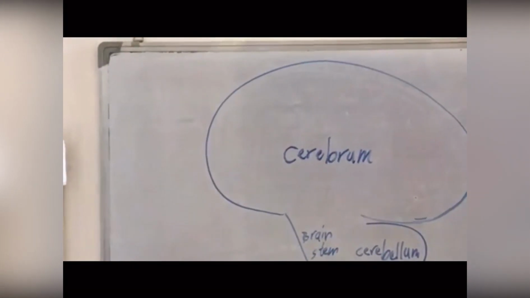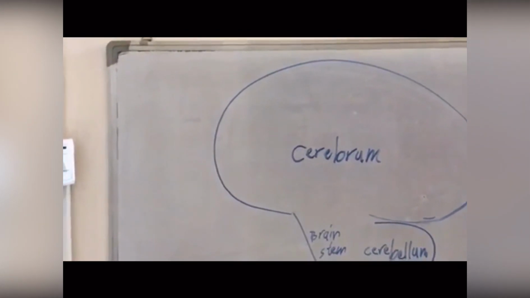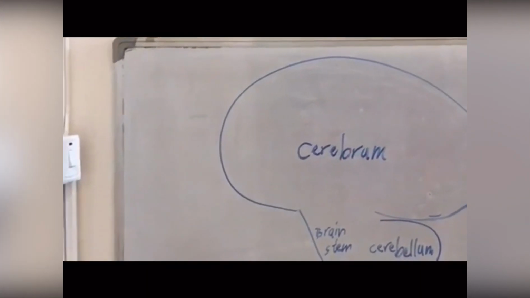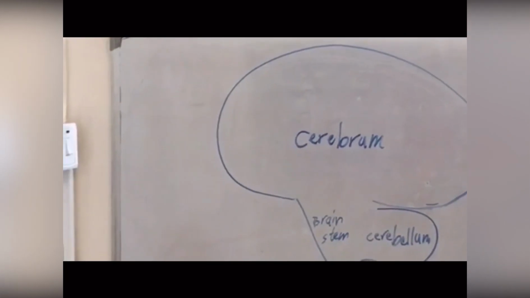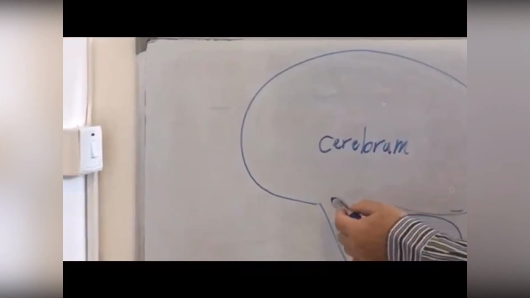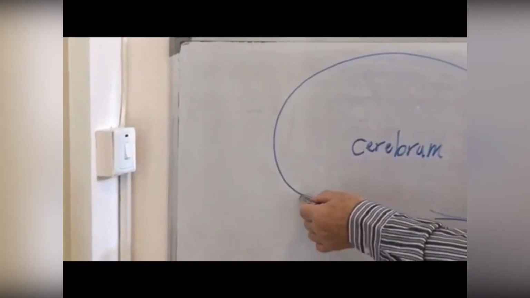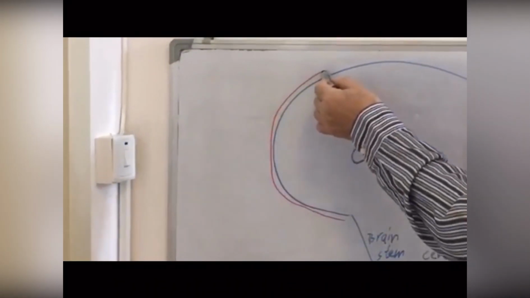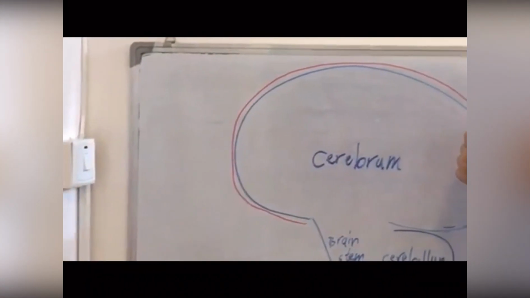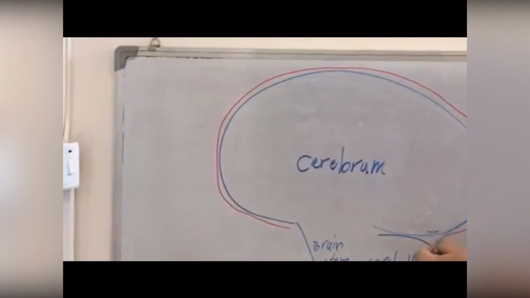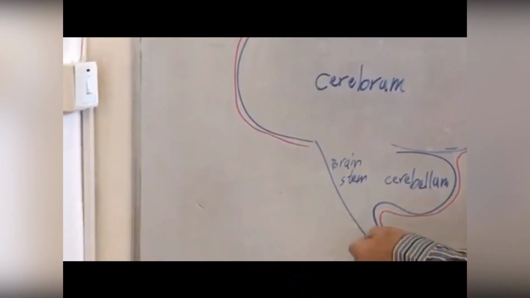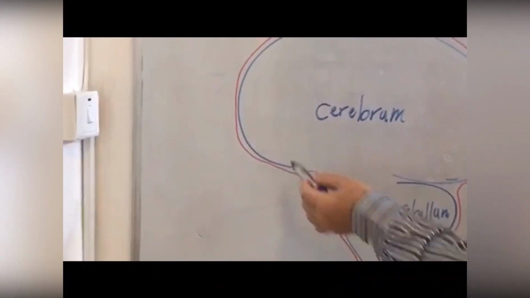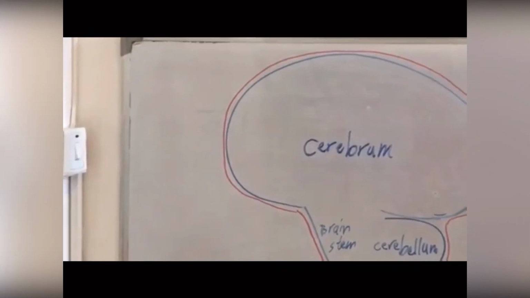Another question from the students about the meninges. If we open the skull, we are not going to see the brain directly because it is covered by meninges. Suppose this is the layer of meninges. They are not covering only the brain. They are covering also the spinal cord.